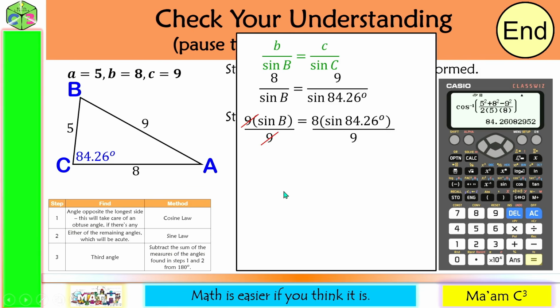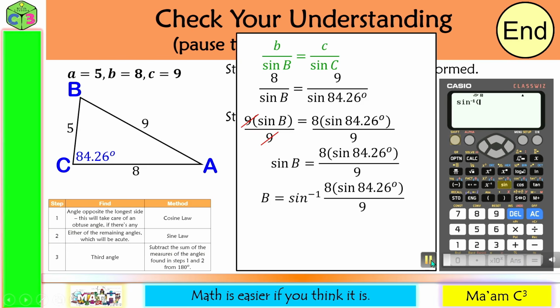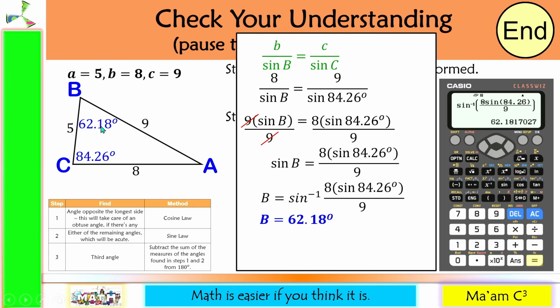I need to solve for sine B. And this is an angle, so I'm going to use arc sine. Let us solve this one. Shift sine of 8 times sine 84.26 degrees all over 9. And this is equal to 62.18 degrees. Let me put it here, 62.18 degrees.